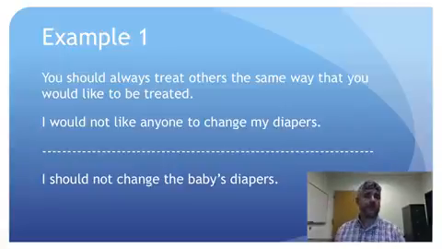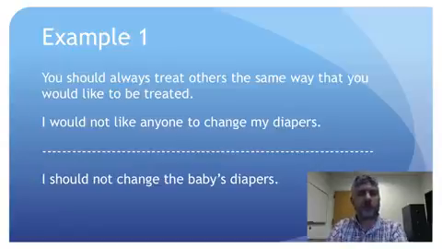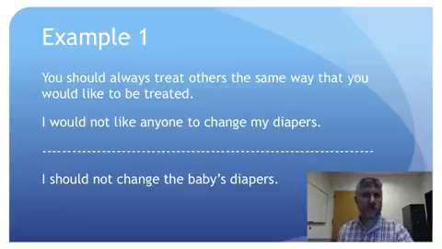Now, this argument appears to be valid. Furthermore, I can assure you, premise 2 is true. So, if premise 1 is also true, then it looks like I have a good argument for why I shouldn't change the baby's diapers. I should get someone else to do it. But is premise 1 true? Well, premise 1 sounds familiar enough. You should always treat others the same way that you would like to be treated yourself. That's something we frequently hear people say.